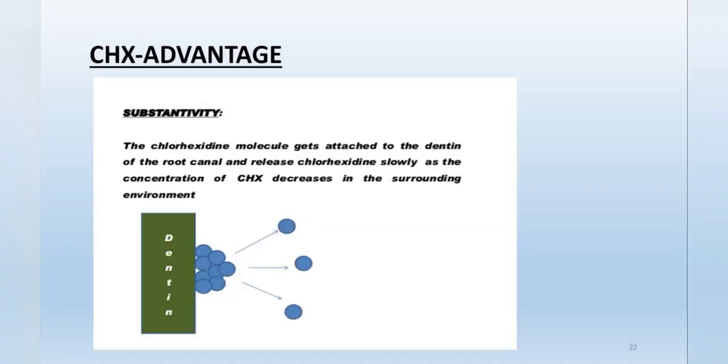Next is chlorhexidine advantage. This term is very important: substantivity. This property is seen in chlorhexidine gluconate molecules. It gets attached to the dentin of the root canal and releases chlorhexidine slowly as the concentration of chlorhexidine decreases in the surrounding environment. After irrigating the canal, chlorhexidine gets attached to the dentinal wall and it releases slowly for a long time. So substantivity is one of the most advantageous properties of chlorhexidine.